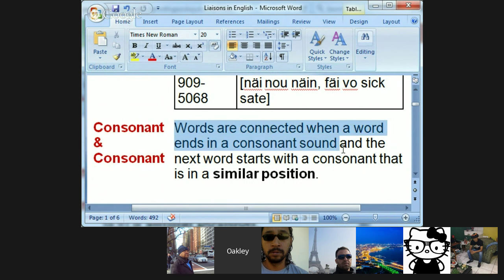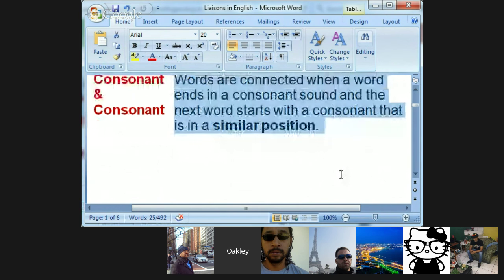Words are connected when a word ends in a consonant sound and the next word starts with a consonant in a similar position. Now again, particularly when we're dealing with function words, we'll often change the pronunciation of the ending sound of a word. We do this a lot. However, when we have content words, especially long content words, we need to slow down a little bit.